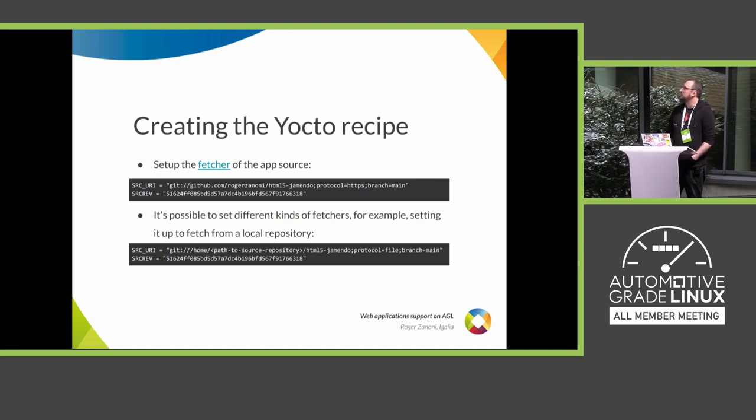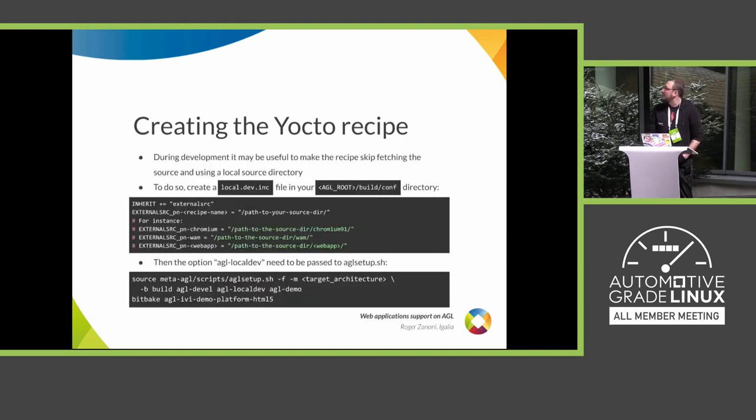In my case, I hosted the demo on GitHub, but it's also possible to use other fetchers like SCP, local files, and there's the external source option that can be used, and you can point to a local directory where you're building your image, and this is good during development, because you don't need to commit all your changes and get everything unbundled again. And this is how you set up this option that I mentioned. You need to change your configuration files to indicate that you're using the external source recipe, and just point to some file and to some directory with your code and build the image again.